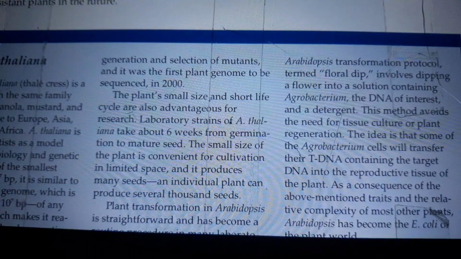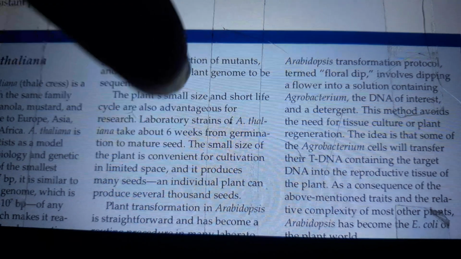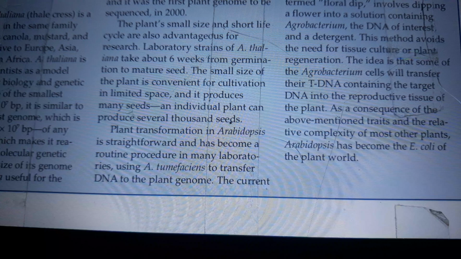The current Arabidopsis transformation protocol, termed floral dip, involves dipping a flower into a solution containing Agrobacterium, the DNA of interest, and a detergent. This method avoids the need for tissue culture or plant regeneration. The idea is that some of the Agrobacterium cells will transfer the T-DNA containing the target DNA into reproductive tissue of the plant. As a consequence of the above-mentioned traits and the relative simplicity of the plant, Arabidopsis has become the E. coli of the plant world.